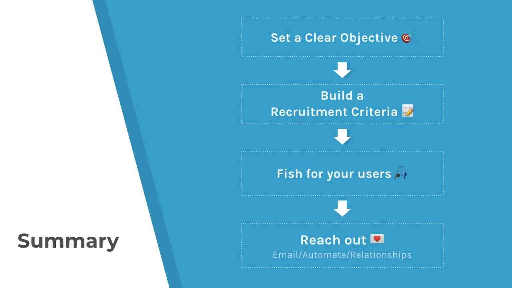And then third, fish for your users, for which you can use a variety of tools like Amplitude or another product analytics company, or you could talk to people on your team to help you get that list of contacts. And then finally, reaching out to them. Rand went over a ton of different approaches where users are more likely to say yes, whether it's through emailing, automating that process, or through a personal relationship.